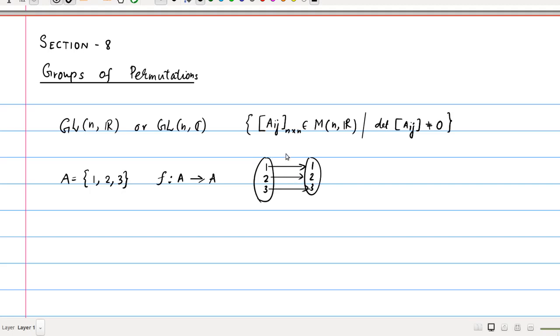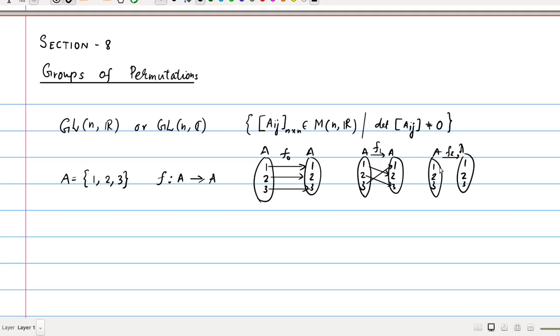This is denoted by the symbol f0. This is a function from A to A, which is one-one and onto. In a similar fashion, you can define another function from A to A, where 1 goes to 2, 2 goes to 3 and 3 goes to 1. This is another one-one onto function, which we call f1.